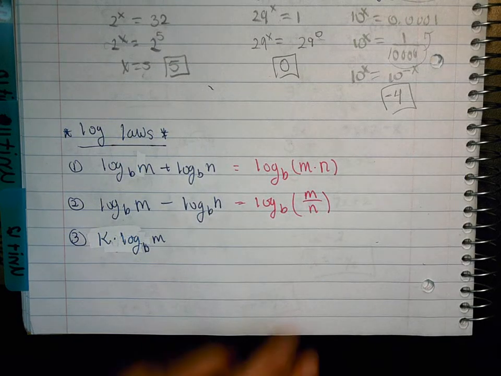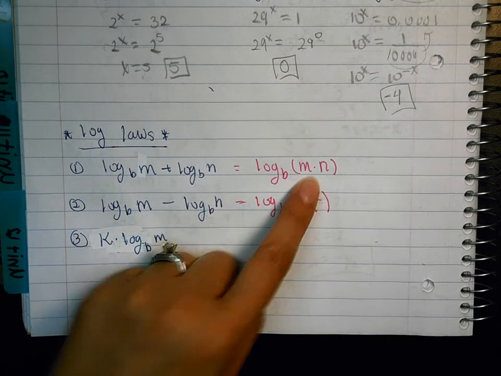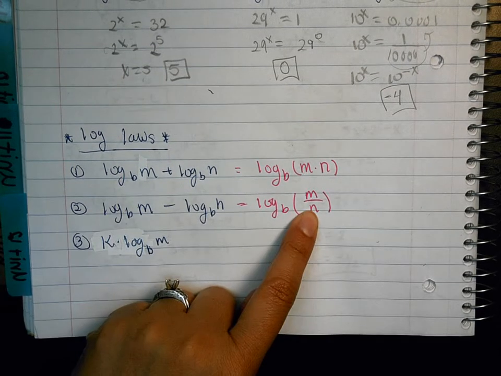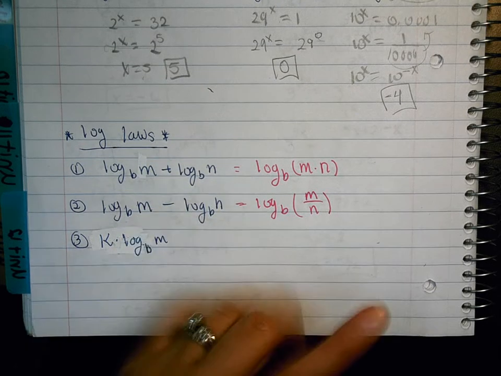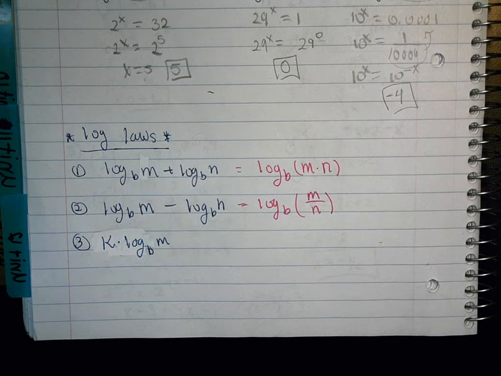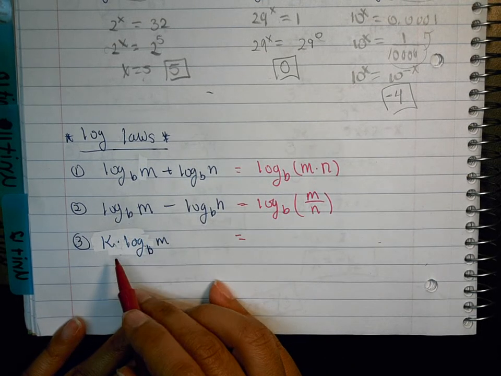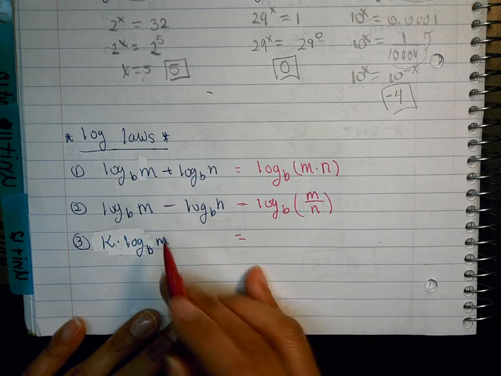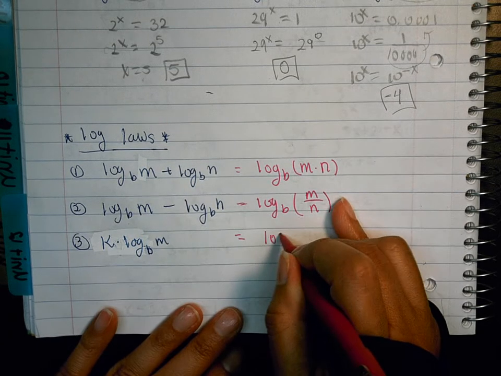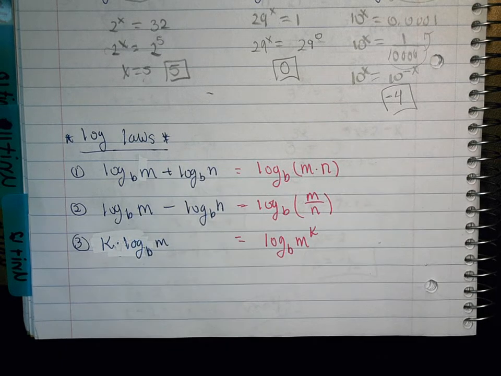And you can think of this as our exponent rules. When you're multiplying like bases, you add. When you're dividing like bases, you subtract. It's kind of working the same. When you multiply, you add. When you divide, you subtract. This last one is a new one. If you have a coefficient in front of your log, you can always bring it up as an exponent. So it looked like this, log base b of m to the k power.